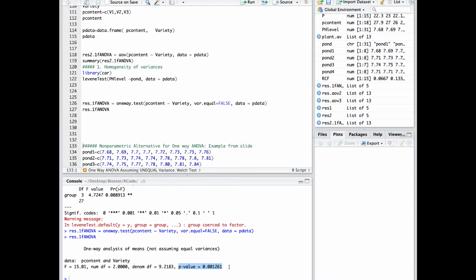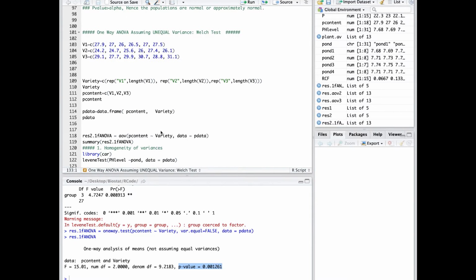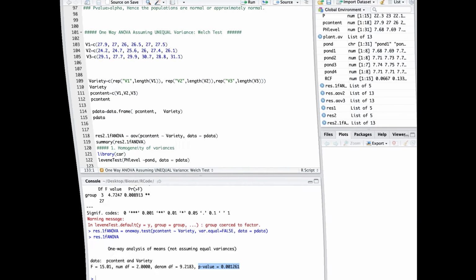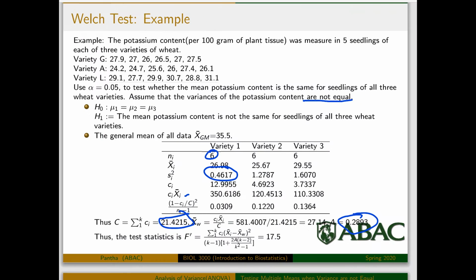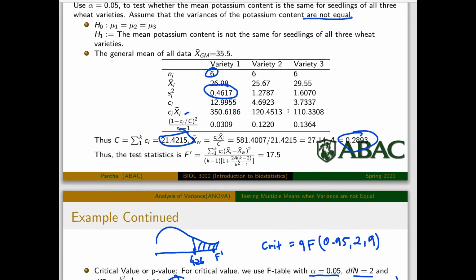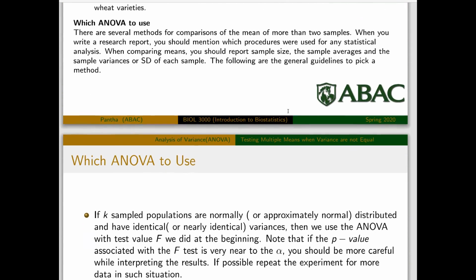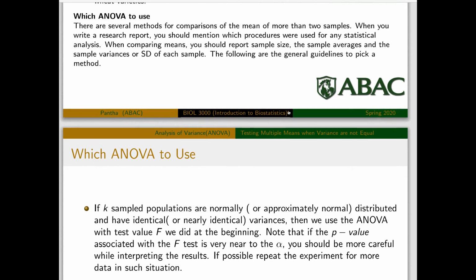What does that mean? Because the p-value is less than alpha, we reject the null hypothesis. So the potassium content of those 3 varieties of wheat is not equal. That's what we can conclude from here. Okay, so the next thing we want to do is discuss which ANOVA to use, and where to use which ANOVA.